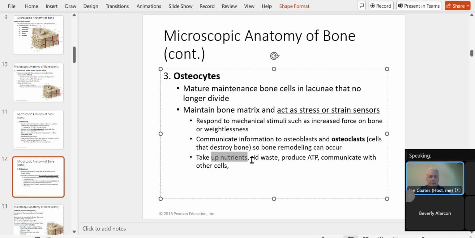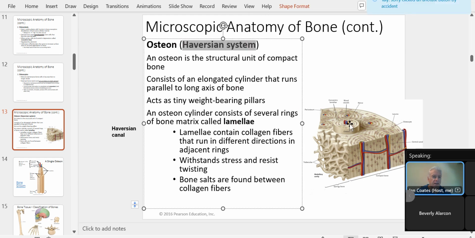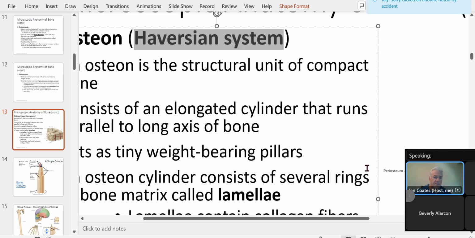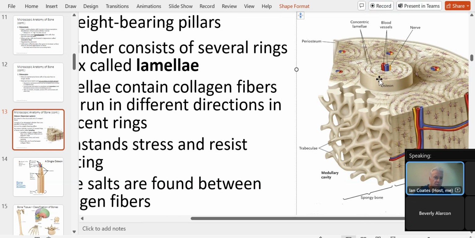So these guys here, they take up nutrients, rid waste, produce ATP, and communicate with other cells. So we've got osteoblasts, osteoclasts, osteocytes. Haversian canal, Haversian system, osteon. That was this one right here. I'm just zooming in. Those circles, these ones right here.